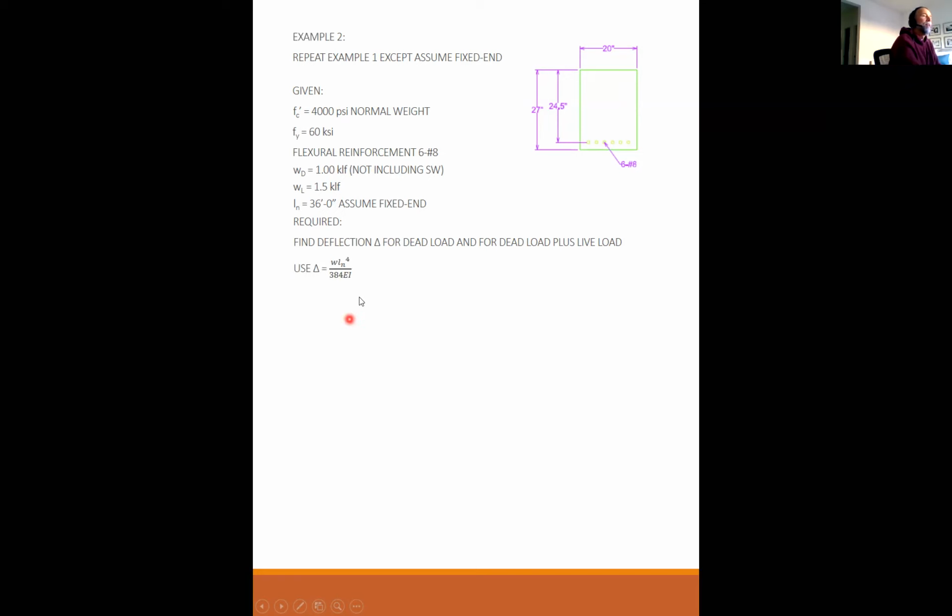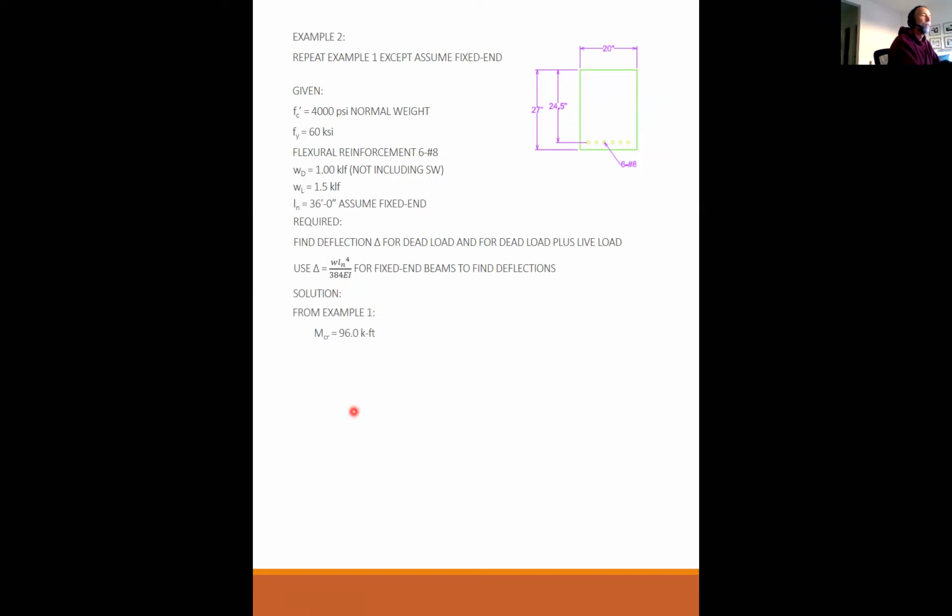We're going to use WL to the 4th over 384 EI. Notice this is not the same. Kind of looks the same, doesn't it? But what happened? I lost the 5. When you have a fixed-in condition, you have 1/5 of the deflection of a simple span. So I just want to point that out. This looks like the same from the last example, but it's not.